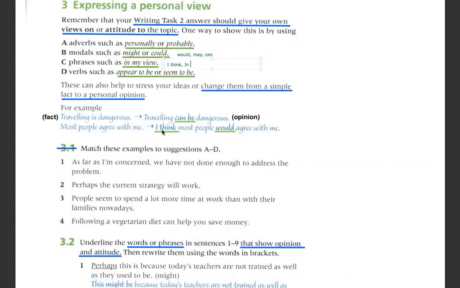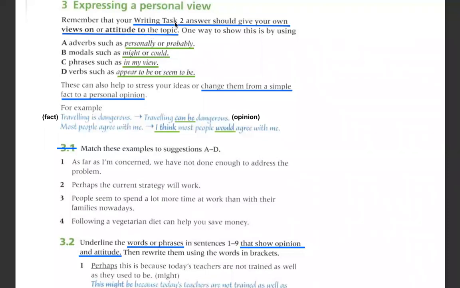In my opinion, right? We wouldn't use to me. This is not a formal phrase. In my view, in my opinion, I think, I believe. These are all phrases that we can use, or we could use these semi-modals appear to be or seem to be.